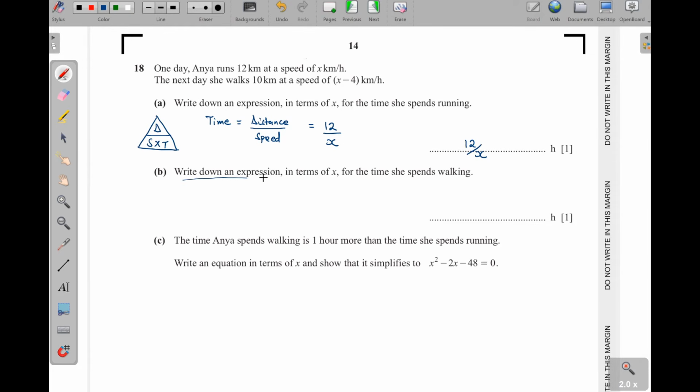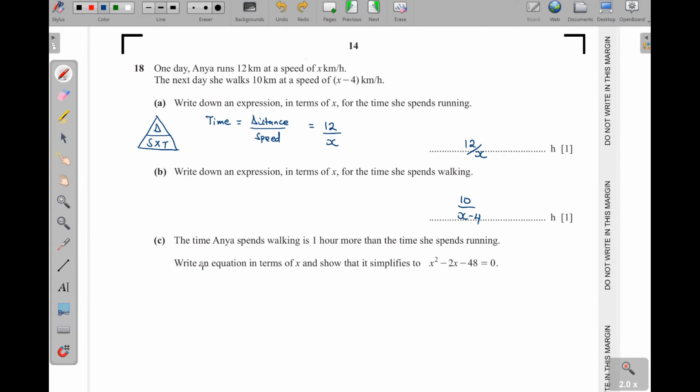Then they said write an expression in terms of x for the time she spends walking. The same thing. So we shall have 10, that is the distance here, divided by the speed, x minus 4. So all of it is in hours. Then part C, the time Anya spends walking is 1 hour more than the time she spends running. Write an equation in terms of x and show it simplifies to this.